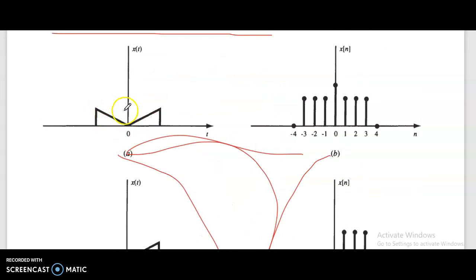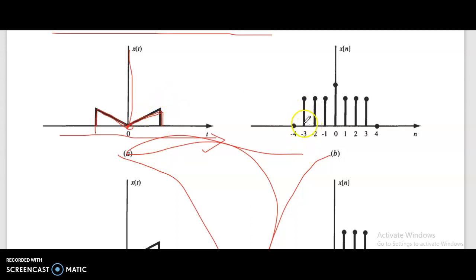Here, this is x of t on the y-axis, and here on the x-axis is time t. Here is the 0. This is the negative side, and this is the positive side. Coming like this, the positive side is the mirror image of the negative side. So what comes on the negative side comes the same as a mirror image here, then it is called an even signal.